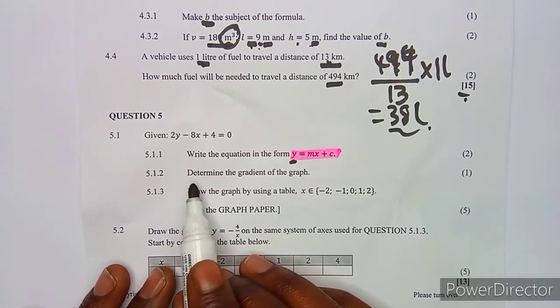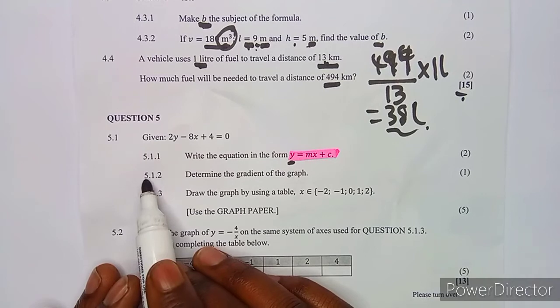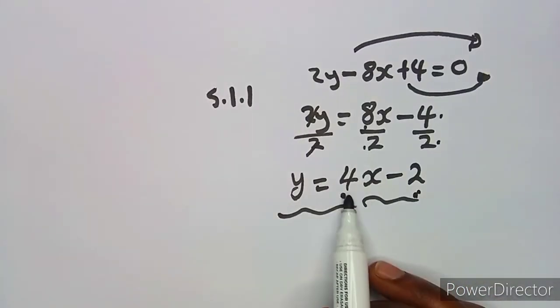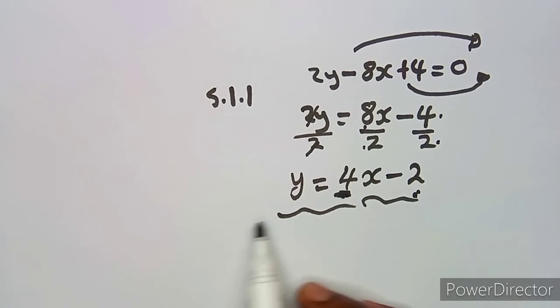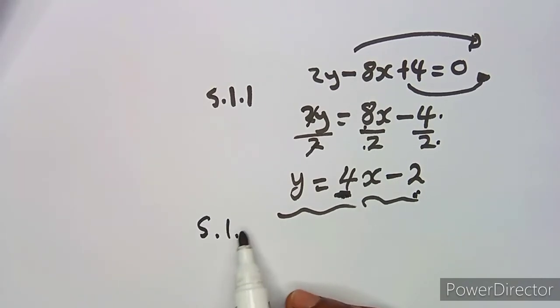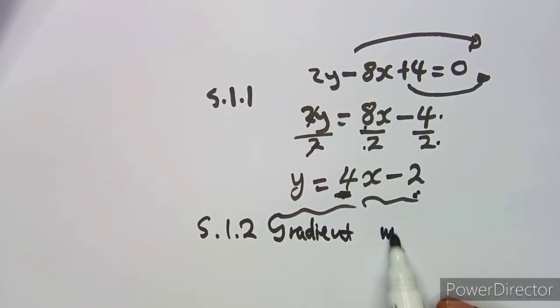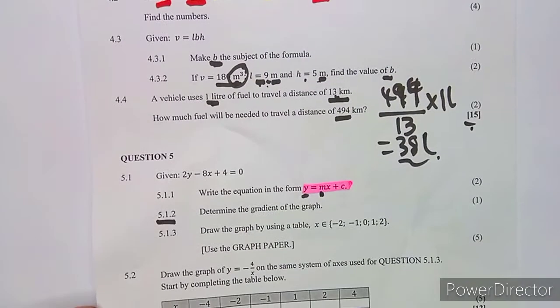Then the question is determine the gradient of the graph. So as you can see, that is what I'm saying there on 5.12. Now they want you to determine the gradient. So the gradient is m, because m represents the gradient, and our m in this case is 4. So our gradient, which is m, is equal to 4. That is what the question is asking you. So the gradient is 4.